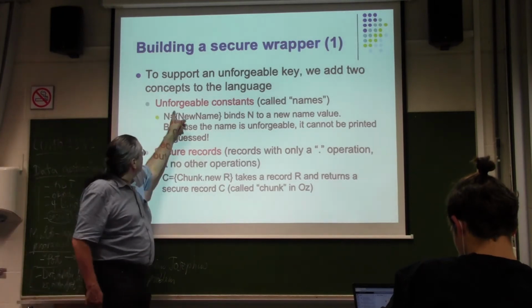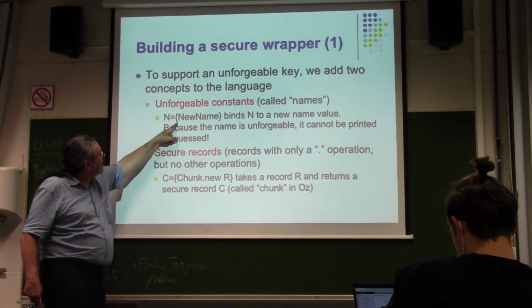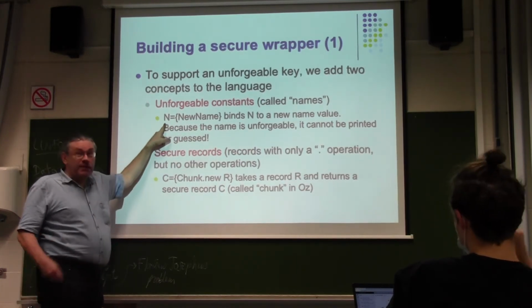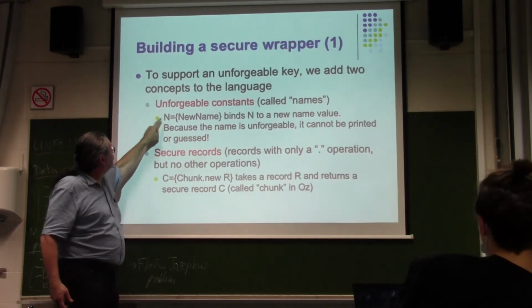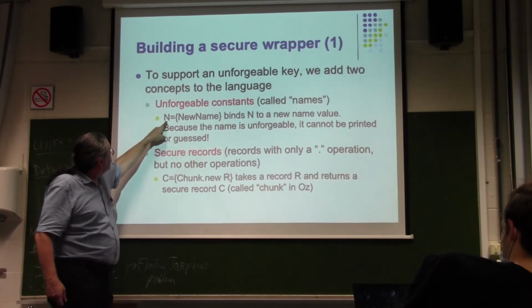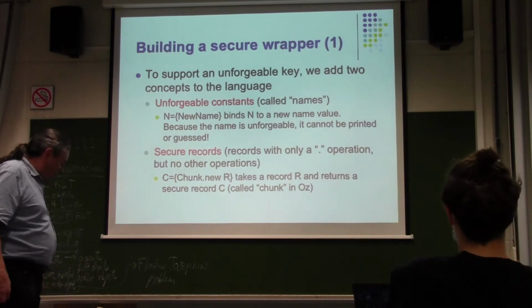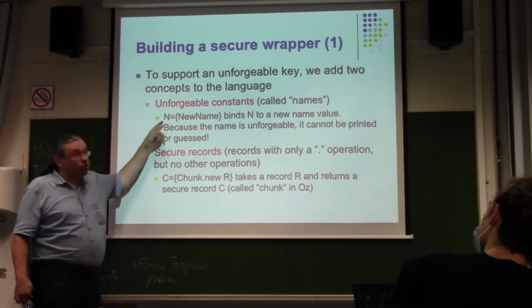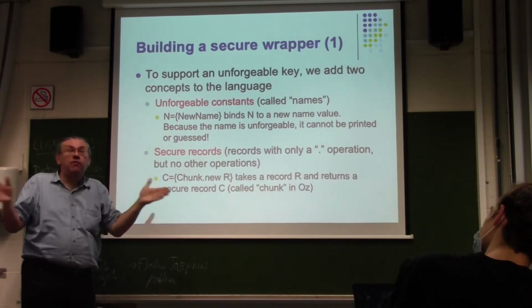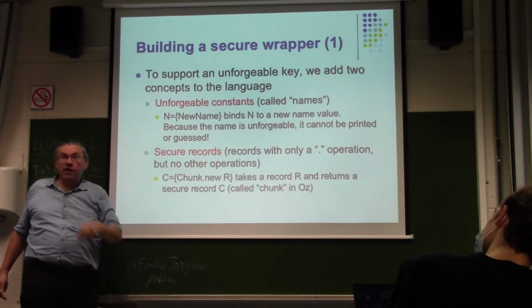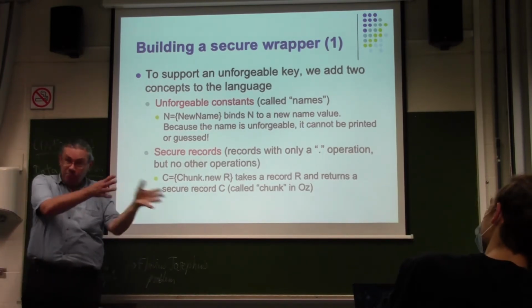So in Oz, this concept is called a name. And there's a function called newName that creates a new, fresh name value, so an unforgeable constant. So this value n, you cannot print it. You cannot guess it. If I try to print this, it will just say name. There's no print representation for this, a string or whatever. Integers, you can print them, 25, you print the integer.